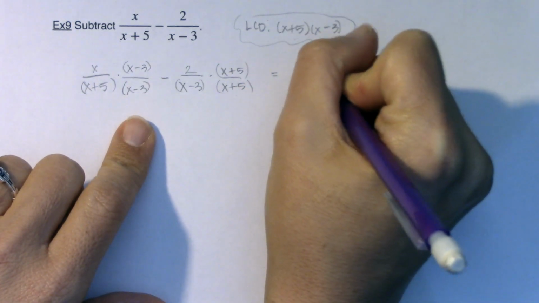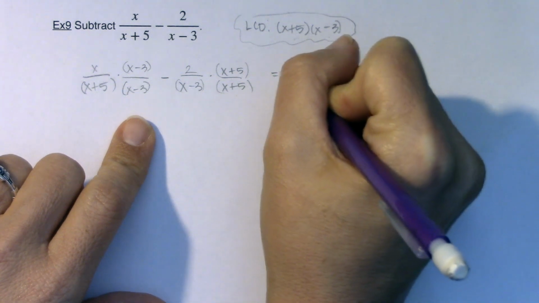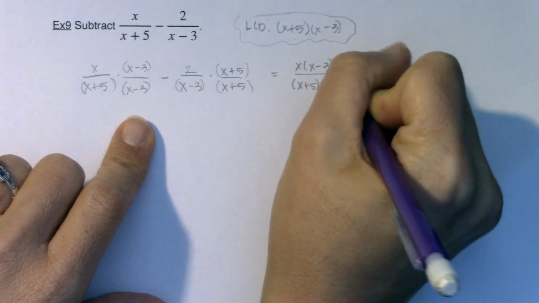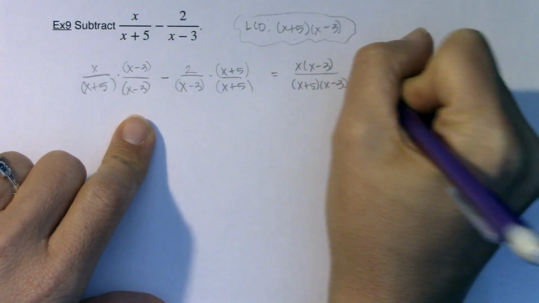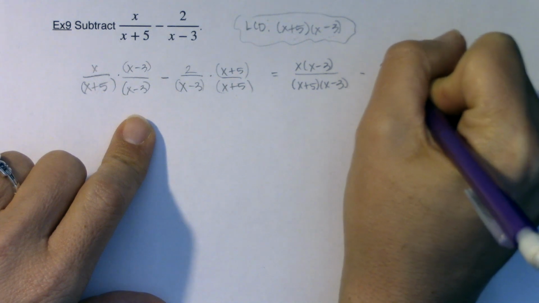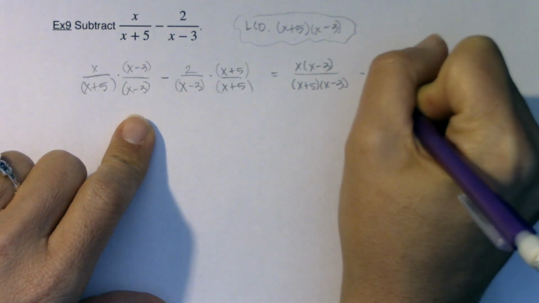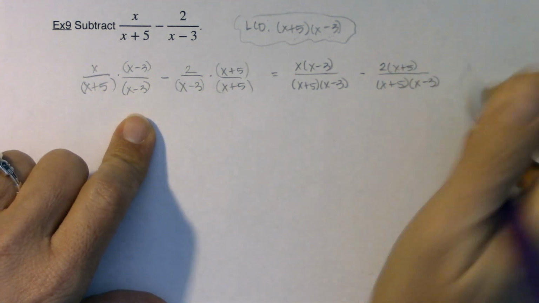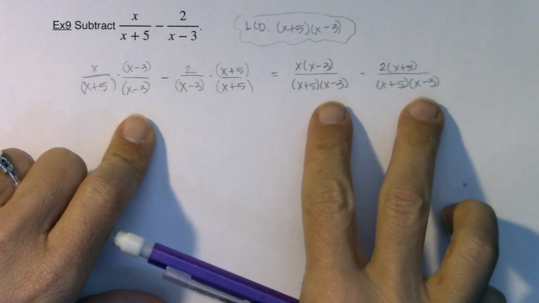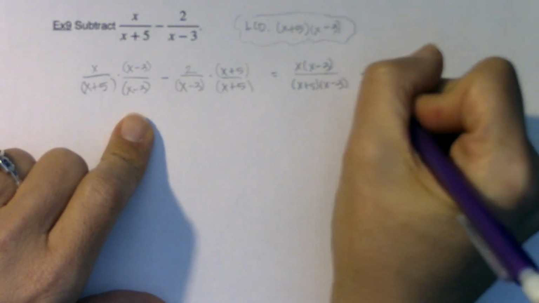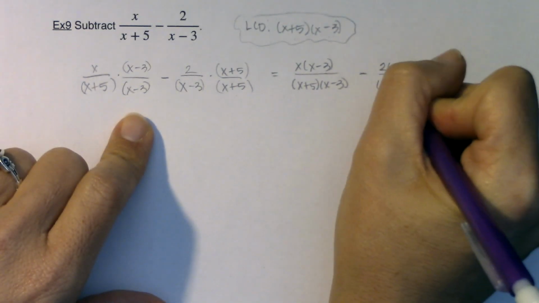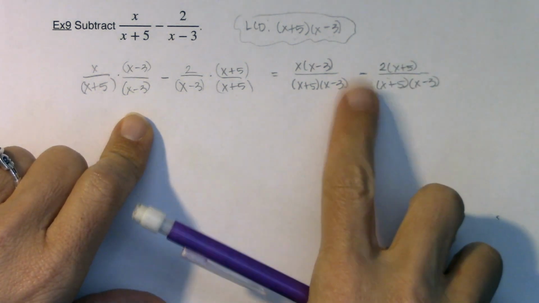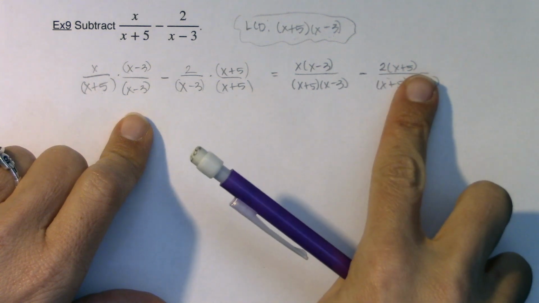if I just clean this up a little bit, I have x times (x minus 3) here, and then I have (x plus 5)(x minus 3). And this is an intermediate step. You don't actually need it. I have 2 times (x plus 5) over essentially (x plus 5)(x minus 3). So you can see I've now got two fractions with common denominators, but I really need to be careful and send this 2 to this entire numerator. I'm sorry, not the 2. Well, the 2 also, but I need to subtract this entire numerator.